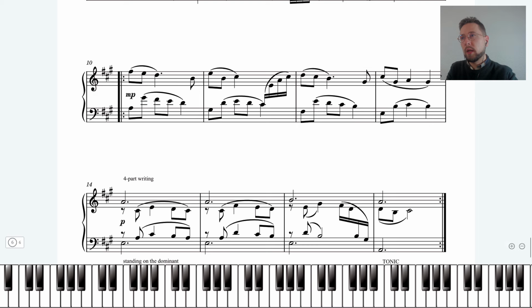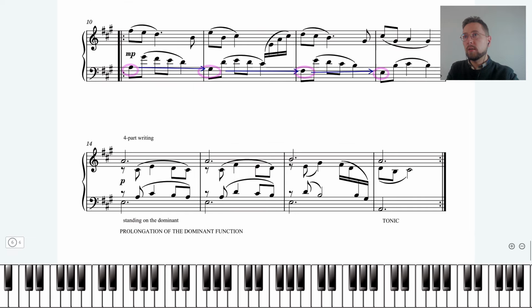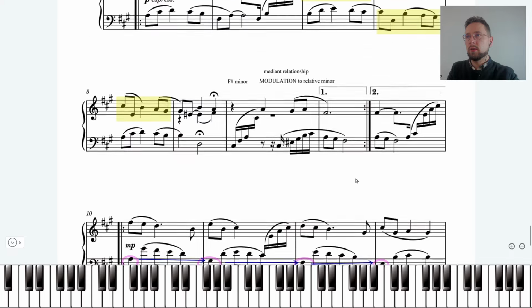Also, you can notice how the bass is very carefully crafted. So you have just A, G sharp, F sharp, and E, which is a descending motion, and that's basically taking the melody down from the tonic to the dominant. And once you arrive there at the dominant, basically all we see is standing on that dominant. E remains a still note, and after that we have the tonic.